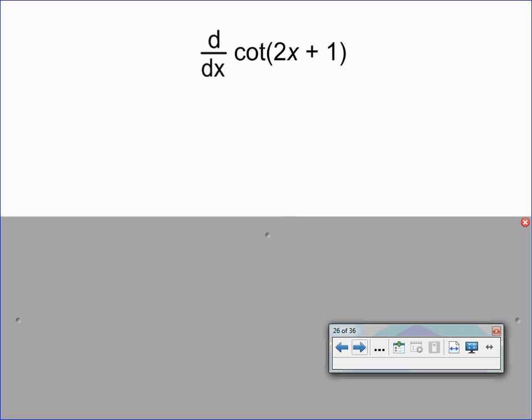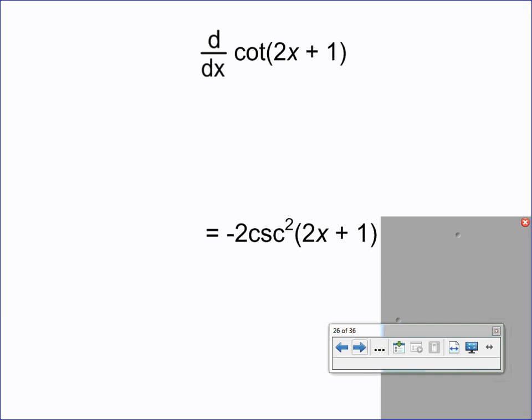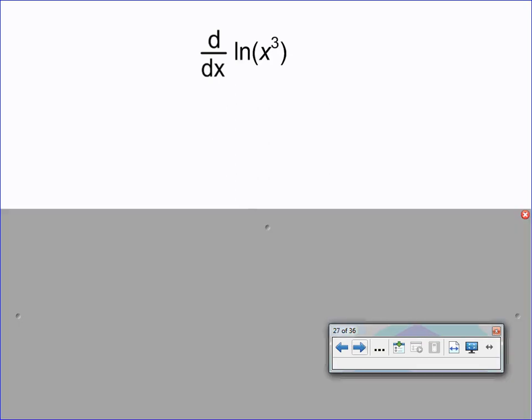Oh, not the derivative of inverse cotangent, the derivative of cotangent. Absolutely. Good job. Derivative of ln of x cubed. There's an easy way, and there's a hard way.